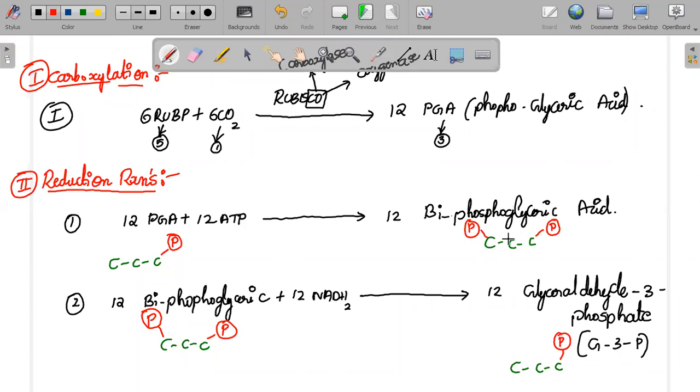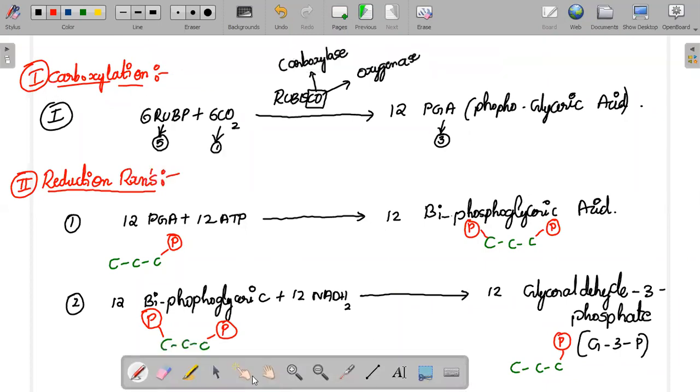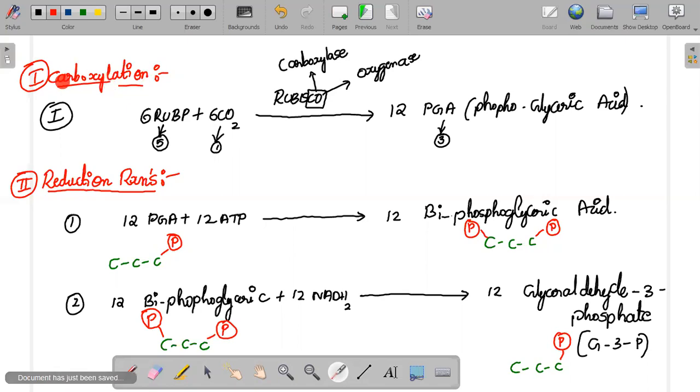These two reactions we have completed in the class itself. The first step is called carboxylation. Carboxylation is a normal term which means fixation of carbon dioxide. If you fix carbon dioxide, that reaction is called carboxylation.